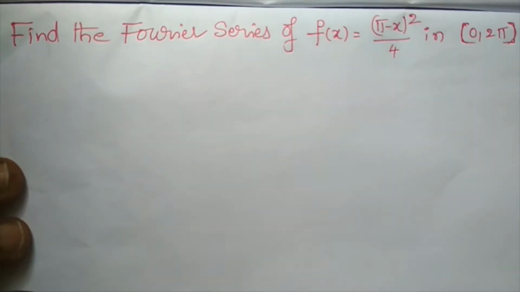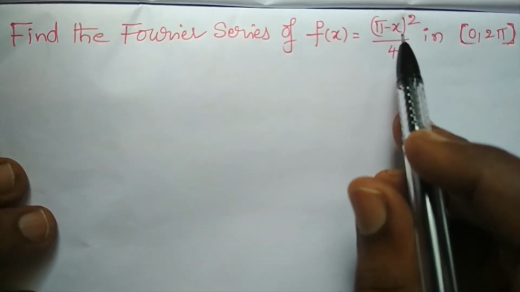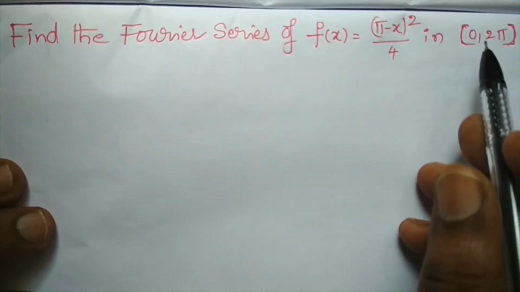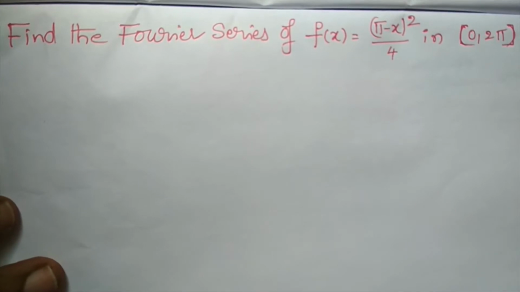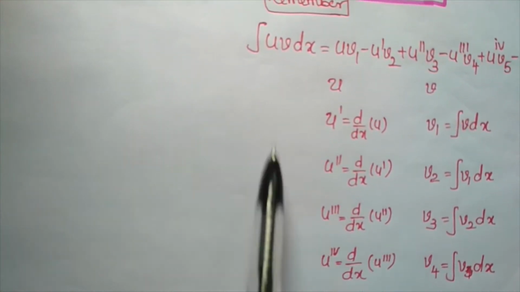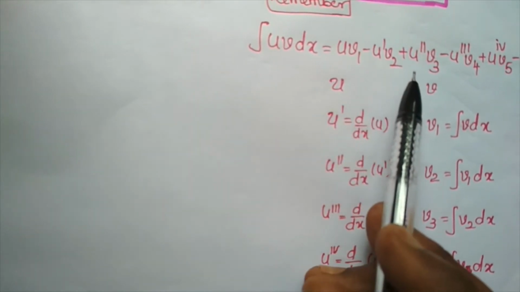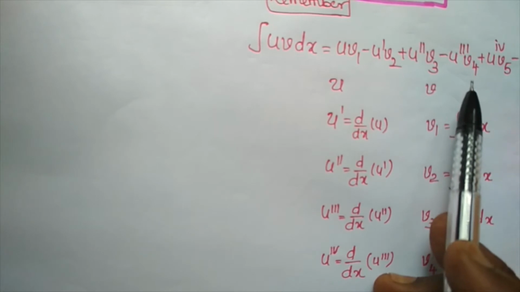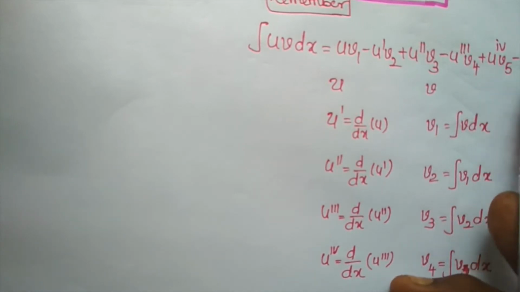Hi students, now the question is: find the Fourier series of f of x is equal to (pi minus x) whole square by 5 in the interval 0 to 2 pi. Before we solve this question, we should remember one formula, that is, integral of uv dx is equal to u v1 minus u dash v2 plus u double dash v3 minus u triple dash v4 plus fourth derivative of u into v5 minus and so on.